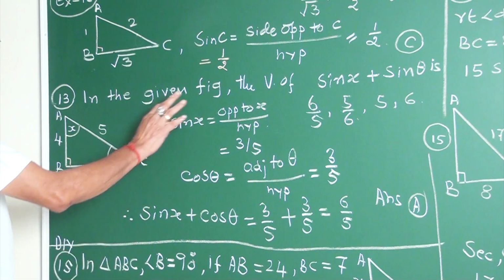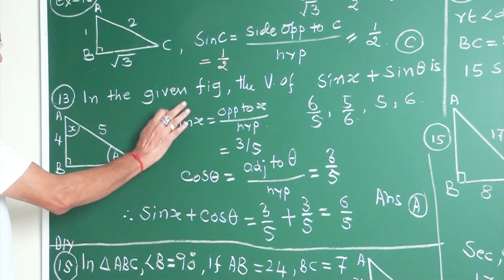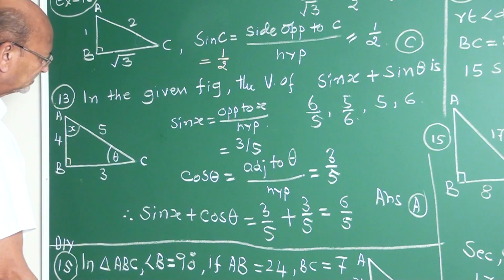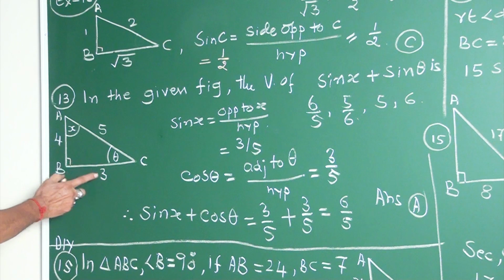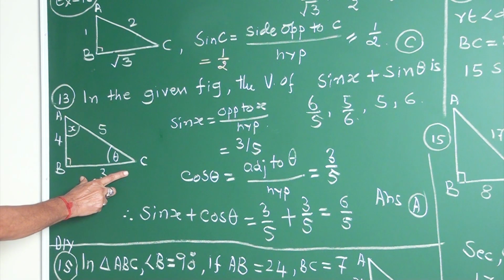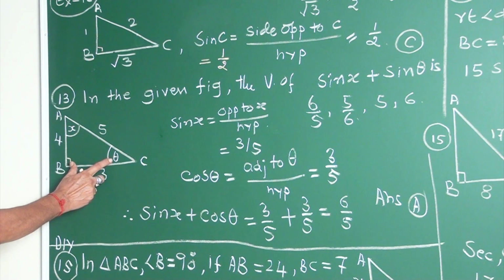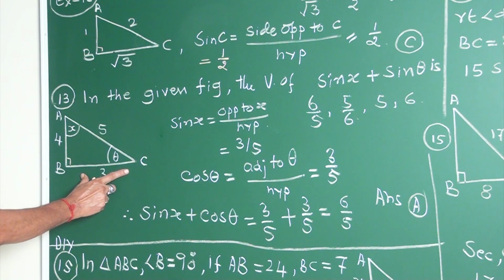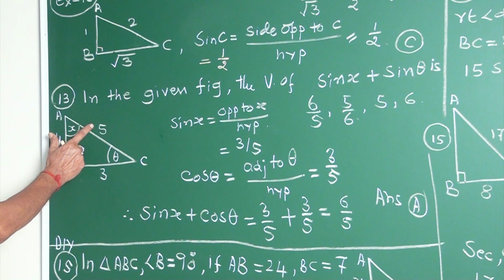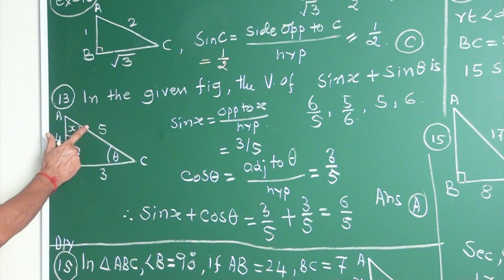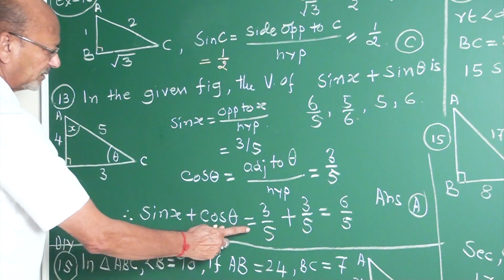My friends, first I have given the method. There are some students, we must make it clear. Sin x, x is here. Opposite side is BC, opposite to x, upon hypotenuse. What is opposite? 3 by 5. Cos theta, this is theta. Cos means adjacent side upon hypotenuse, AC. Direct, 3 by 5. So 3 by 5 plus 3 by 5.